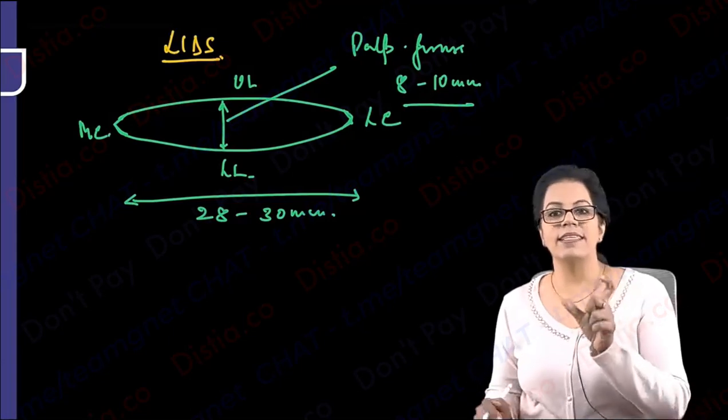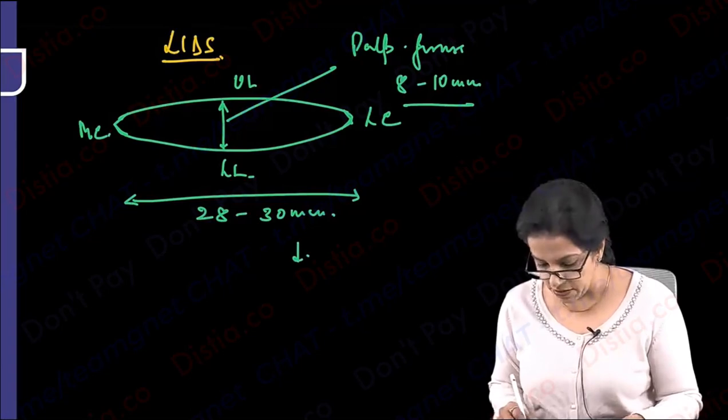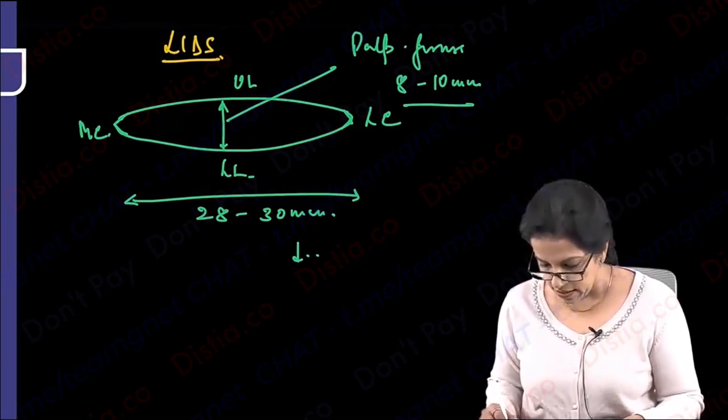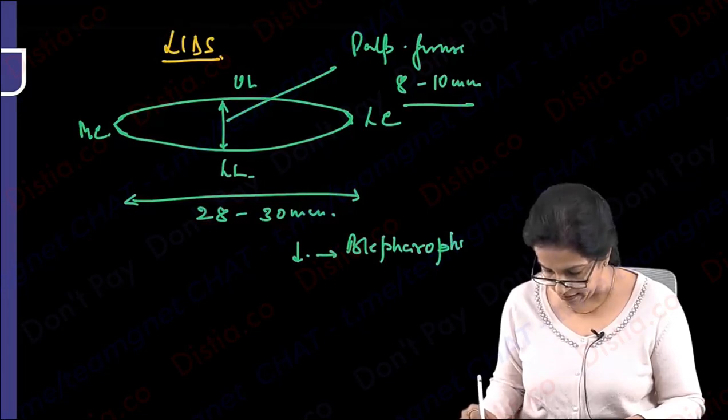When the horizontal length decreases, any decrease of this horizontal length is what you call blepharophimosis. Blepharo is lids, phimosis means shortening.